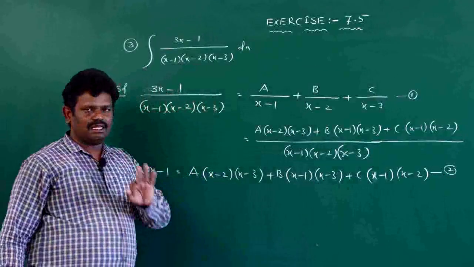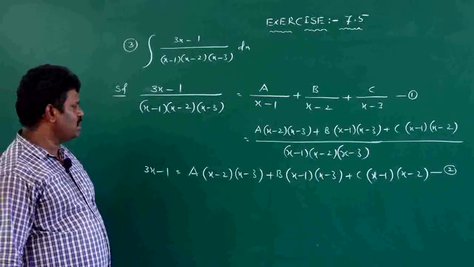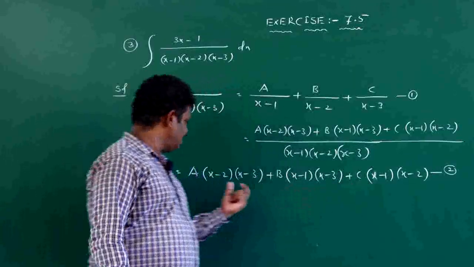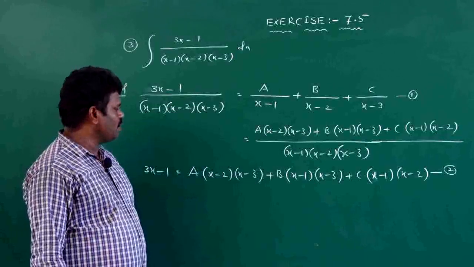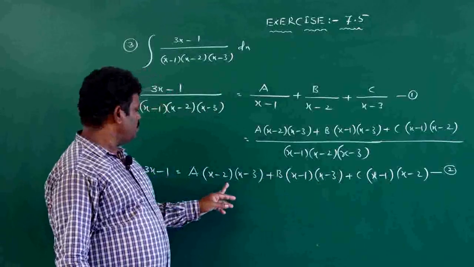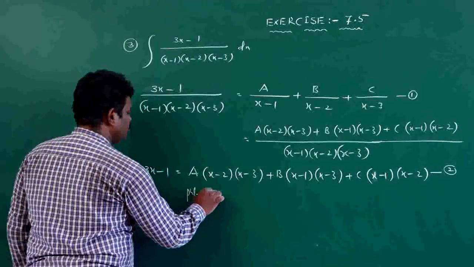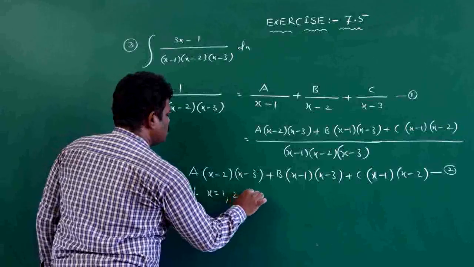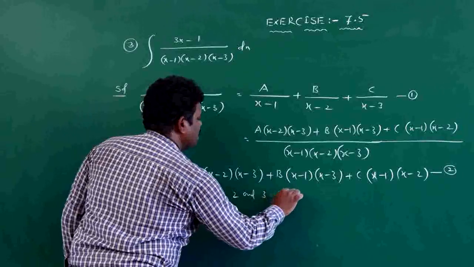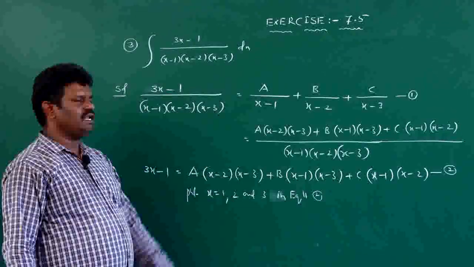Now we want to find the 3 unknown variables, the a value, b value and c value. How to find them? By the elimination method. First we substitute x is equal to 1, then the b value is 0 and the c value is 0, and we get the a value. Then x is equal to 2 makes the a value 0 and c value 0, and we get the b value. Then x is equal to 3 makes the a value and b value 0, and we get c. So we put x is equal to 1, 2 and 3 respectively in equation 2.